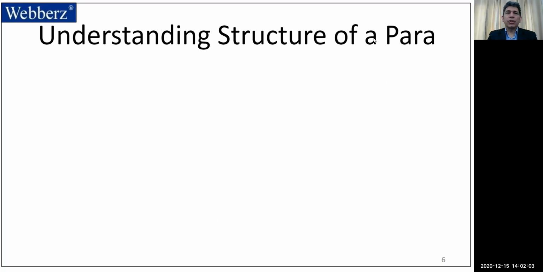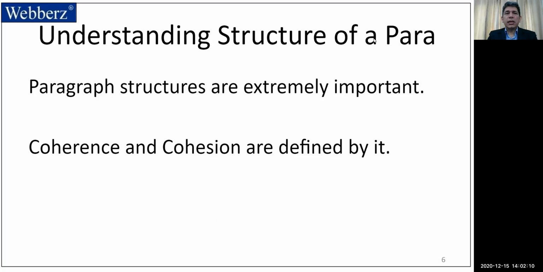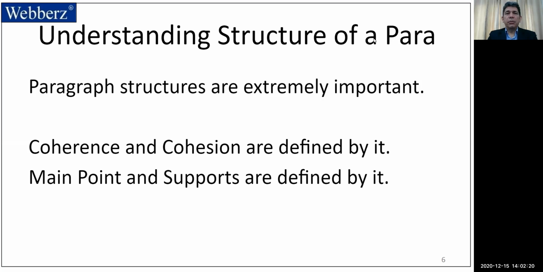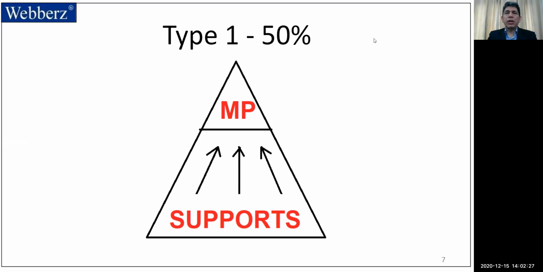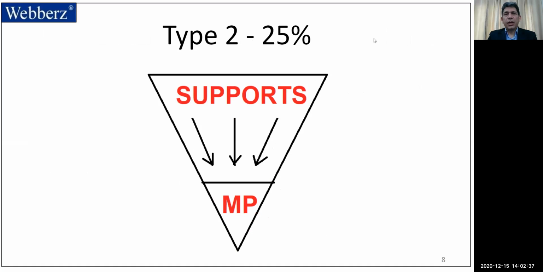Now, understanding the structure of a paragraph. The structure of a paragraph is very important. Why? Because coherence and cohesion are defined by it. Your understanding will not be developed if you do not understand the structure of the paragraph. The second reason is that the main point and the supporting points are defined by it. So basically, we have three structures. In the first structure, which is generally 50% of the times, the main point is in the top line, and all the lines below the top line are supporting the top line.